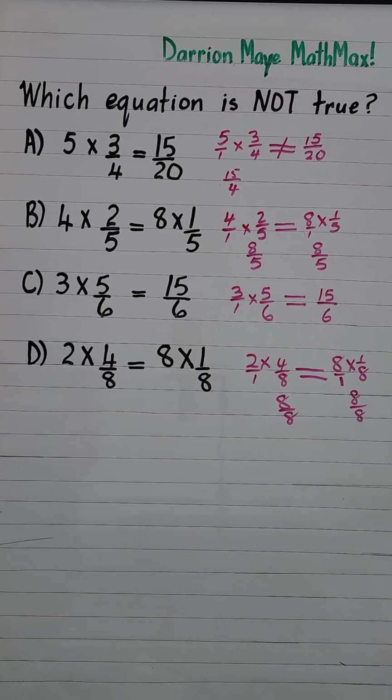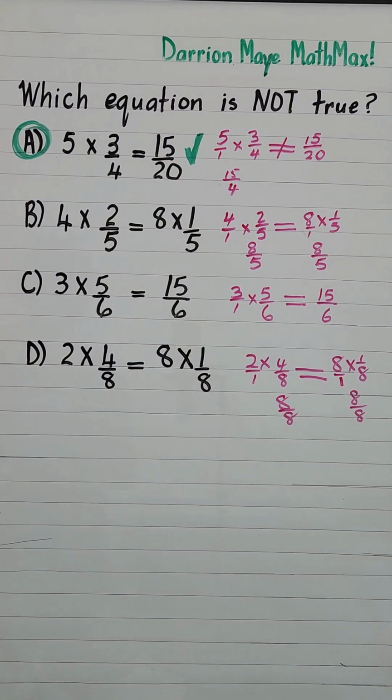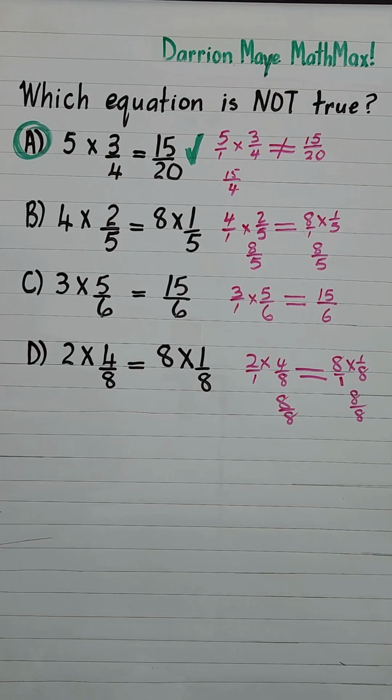And therefore, our correct choice is A. Which equation is not true? And the correct choice is A. 5 times 3/4 is not equal to 15 over 20.